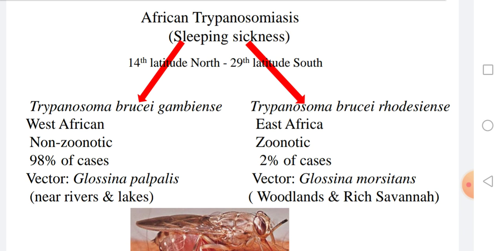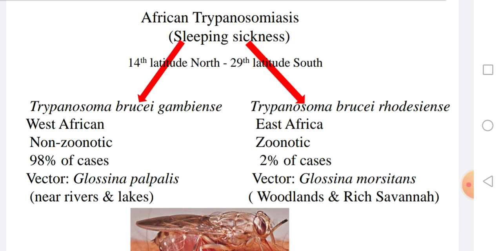The gambiense is found in West Africa. This disease is non-zoonotic. The parasite is transmitted between humans. It constitutes the vast majority of cases, about 98% of African trypanosomiasis cases. The vector is the Glossina palpalis. This tsetse fly is found near rivers and lakes.